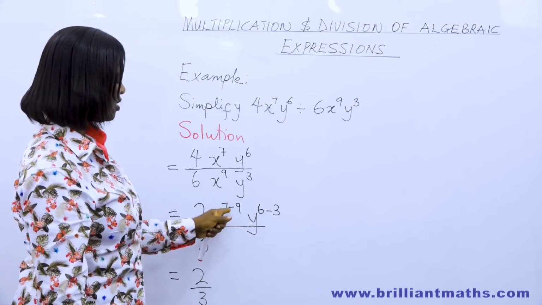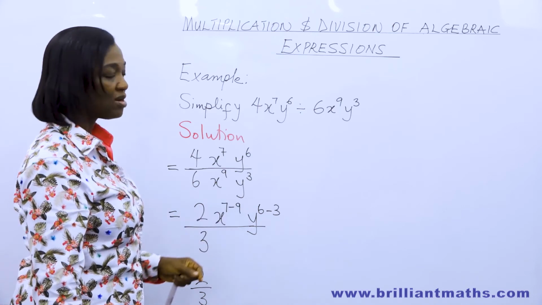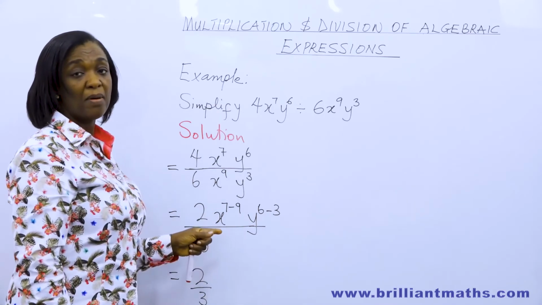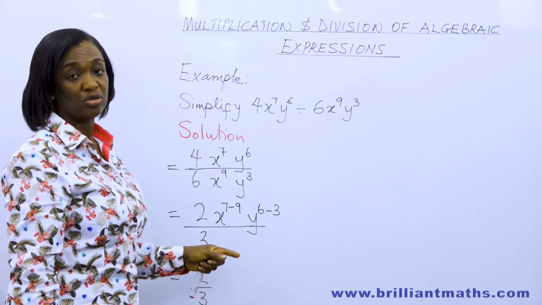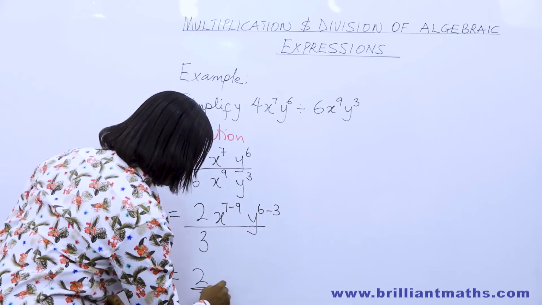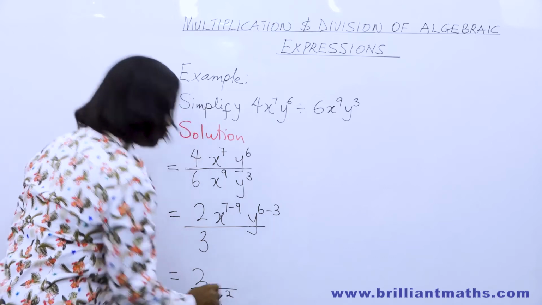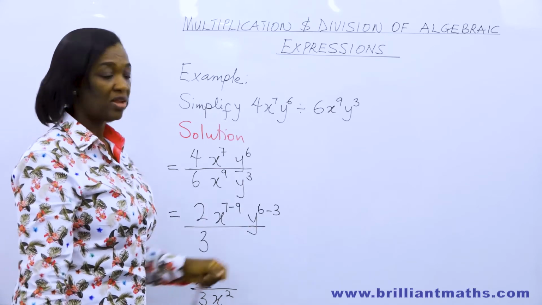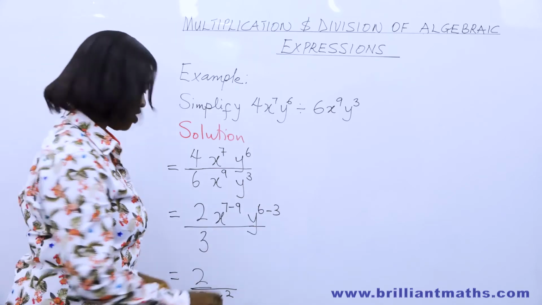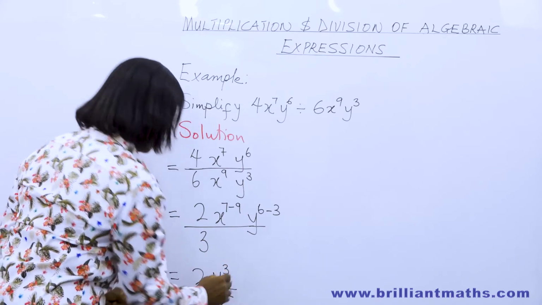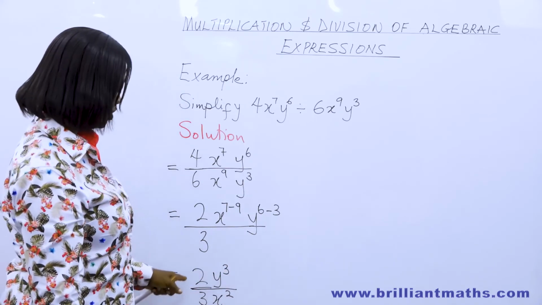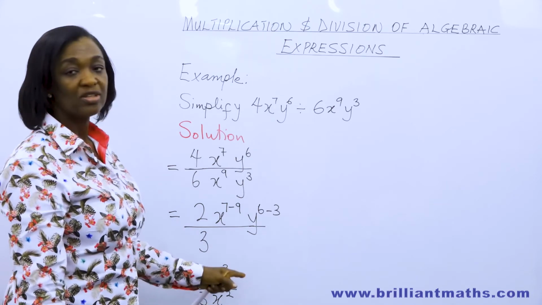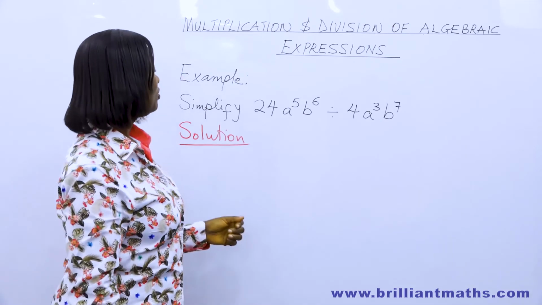x to the power 7 minus 9 would give us x to the power minus 2. That means that x is actually at the bottom. And then y to the power 6 minus 3 will give us y to the power 3. So our final answer is 2y to the power 3 over 3x squared.